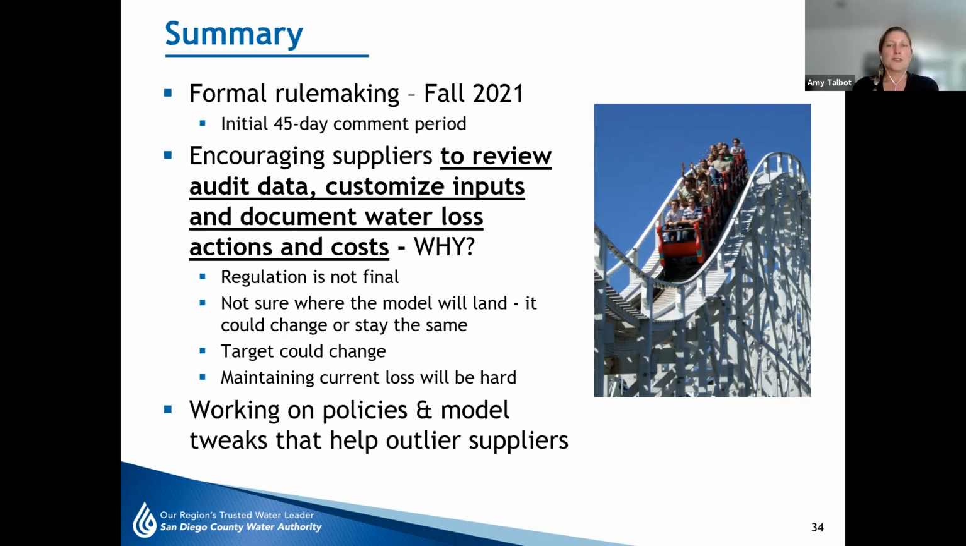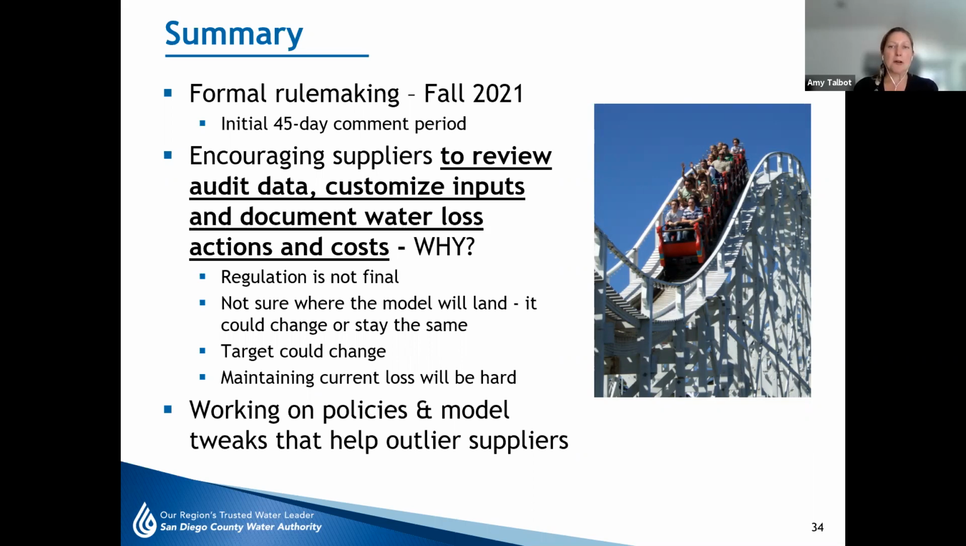And so what we're doing right now is we're really encouraging suppliers to review their audit data, go back in time, make sure their baselines for the model are as accurate as possible, and customize inputs for the model, because your defaults might not be giving you the most ideal target. Your customized data might provide a more reasonable, more implementable target. And then just in general, document everything you're doing for water loss and the cost.